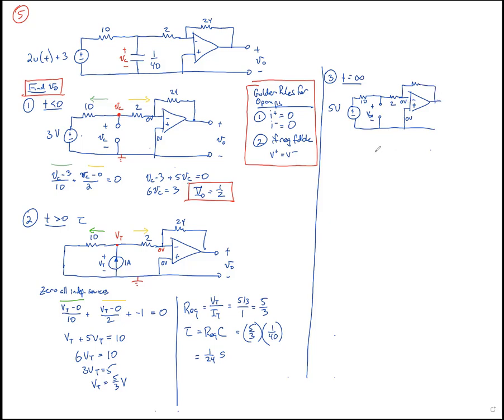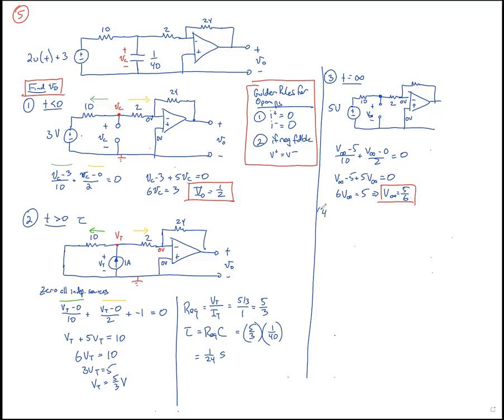If you want to find out what V of infinity is, we can see we want to do a KCL up here, and that gives us V of infinity minus 5 over 10 plus V of infinity minus 0 over 2, all equals 0. Multiplying through by 10, it gives us V of infinity minus 5 plus 5 V of infinity, all equals 0. So that says 6 V of infinity equals 5, and therefore V of infinity is equal to 5/6 volts.